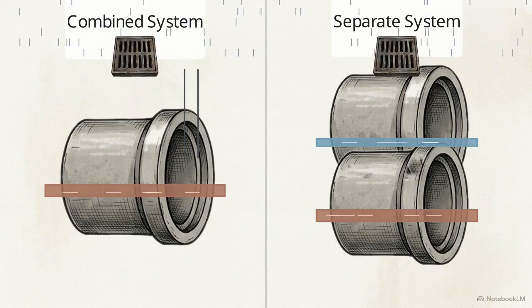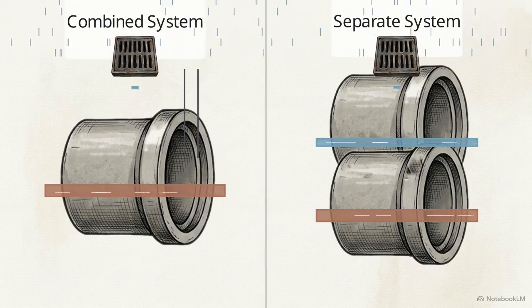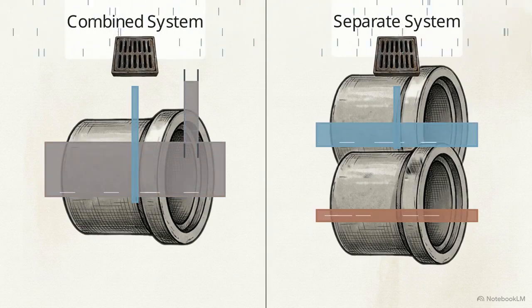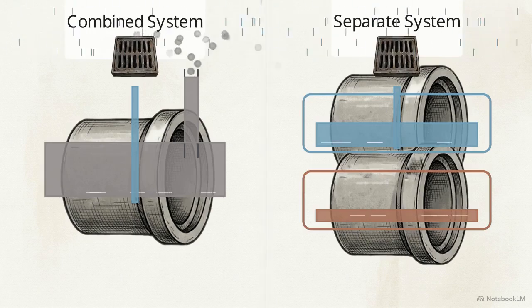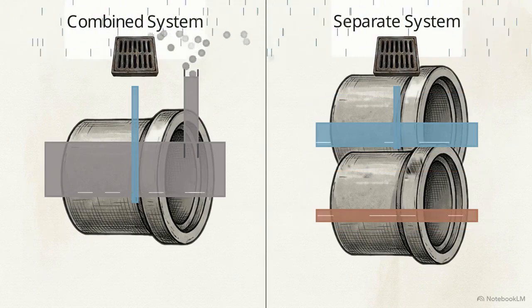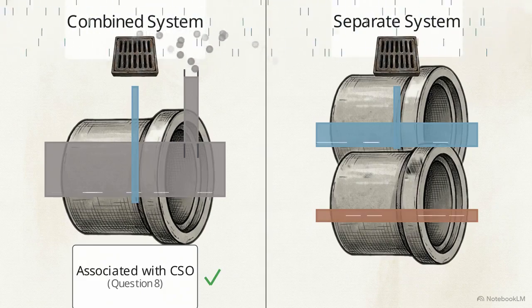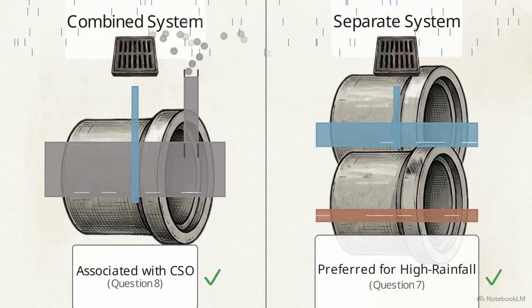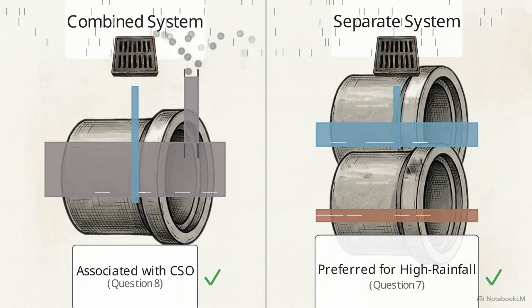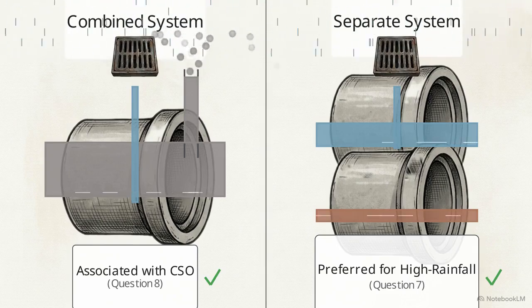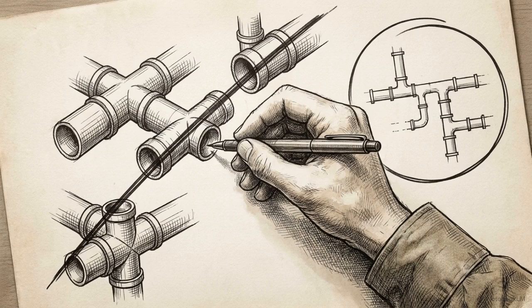In questions 7 and 8, we look at how these systems handle heavy rainfall. Question 8 asks about combined sewer overflow, or CSO. This occurs when a single pipe is overwhelmed by storm volume. As you can see in the diagram, this is physically impossible in a separate system where the pipes are isolated. Therefore, CSO is associated with option B, the combined system. This same logic makes the separate system preferable in high rainfall regions, answering question 7 with option B. Understanding the physical capacity and limitations of the pipe network allows you to systematically eliminate incorrect options.